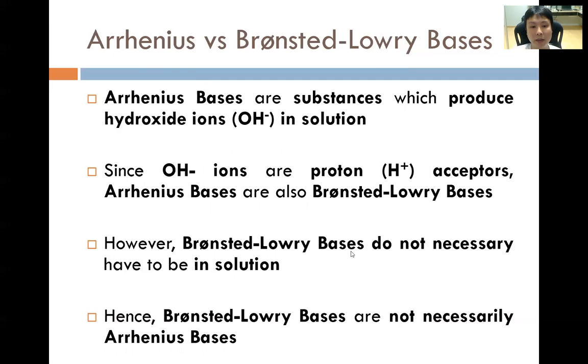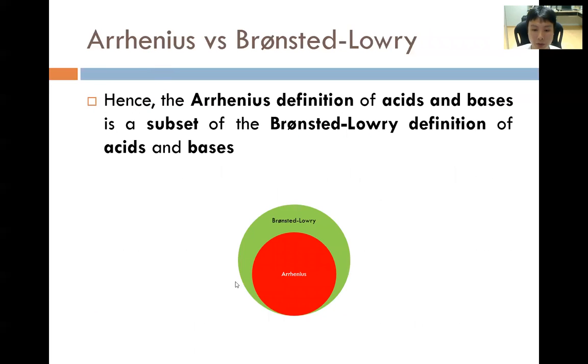But again, there is nothing in the definition of Brønsted-Lowry bases that says that it has to be in solution. So as Brønsted-Lowry bases do not necessarily have to be in solution, Brønsted-Lowry bases are not necessarily Arrhenius bases. And again, the Arrhenius definition of bases is actually a subset of that of the Brønsted-Lowry bases. And if you were to illustrate this in terms of a Venn diagram, basically the Arrhenius definition of acids and bases is a subset of that of the Brønsted-Lowry.